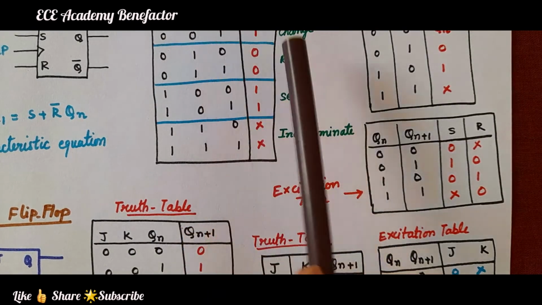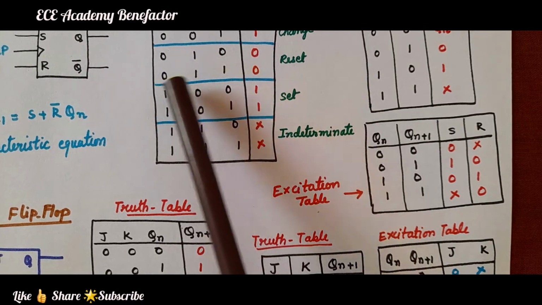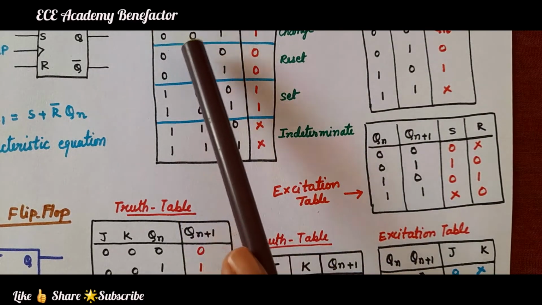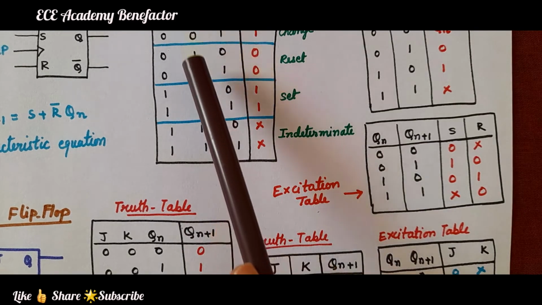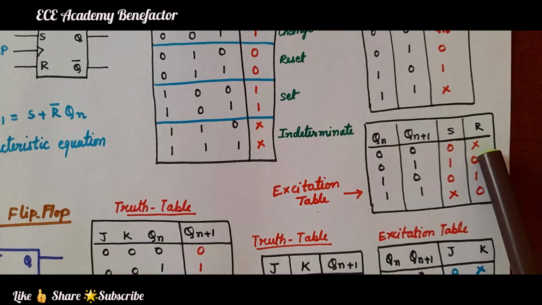So you can see here Qn plus 1 is 0 at what condition? For 0 0, and it is also 0 for 0 1. So what is changing? S is all the time 0 and R is changing, once it is 0, other time it is 1. So it becomes 0X.